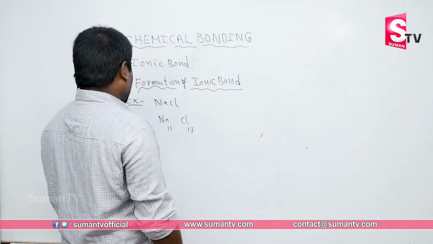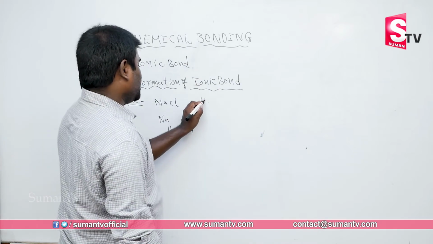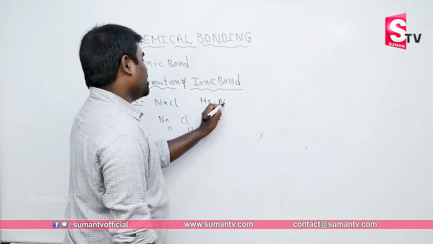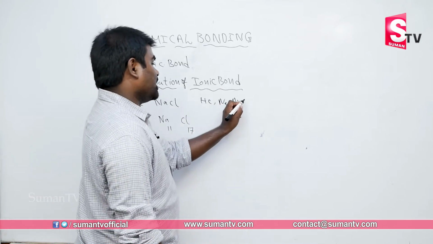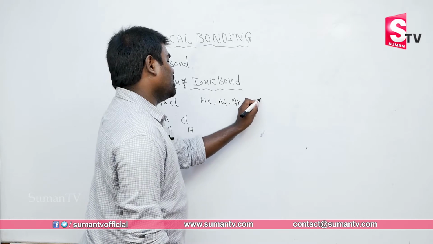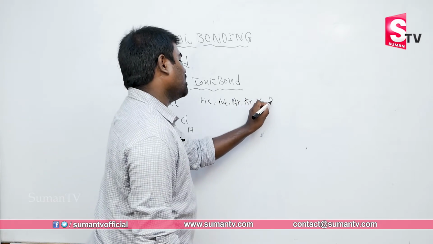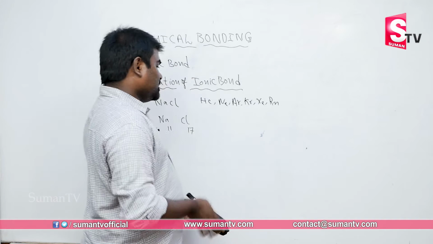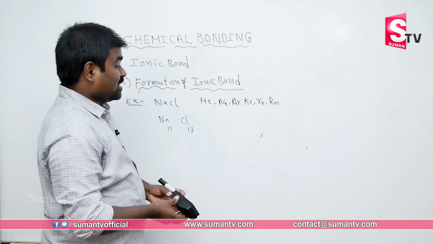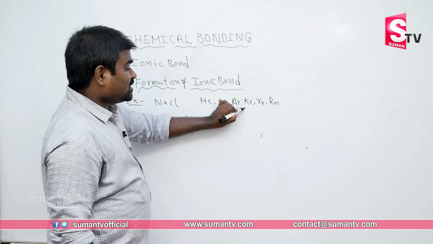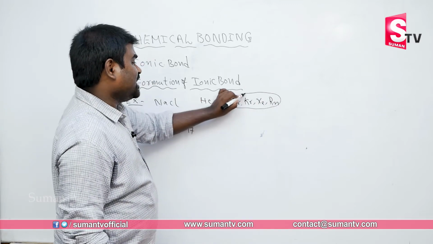helium, neon, argon, krypton, xenon, and radon. These are the 8th group elements, children. That means only these six are the 8th group elements.